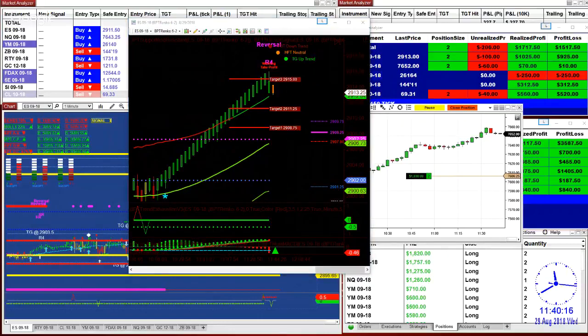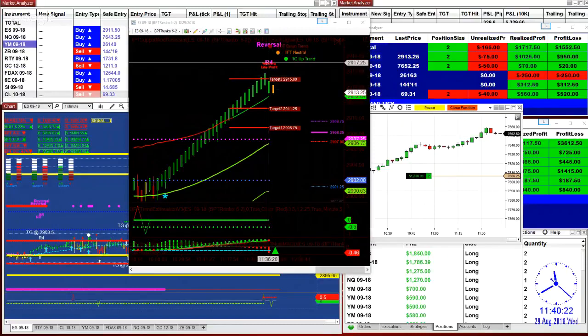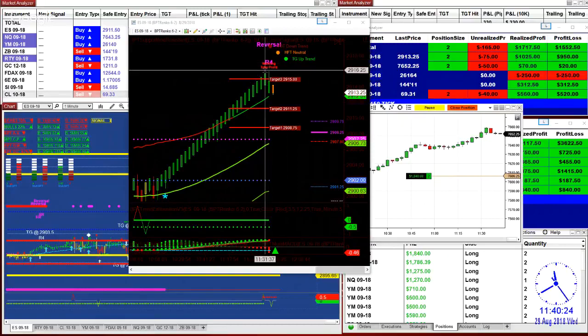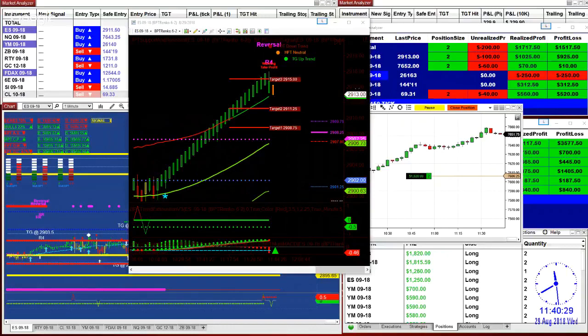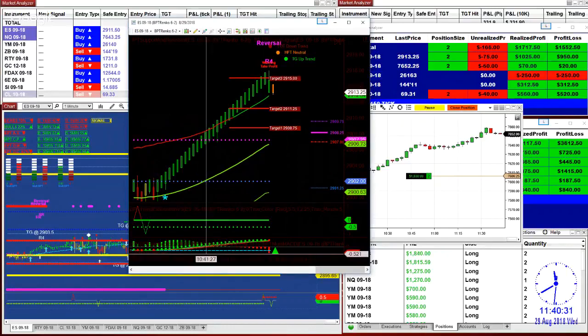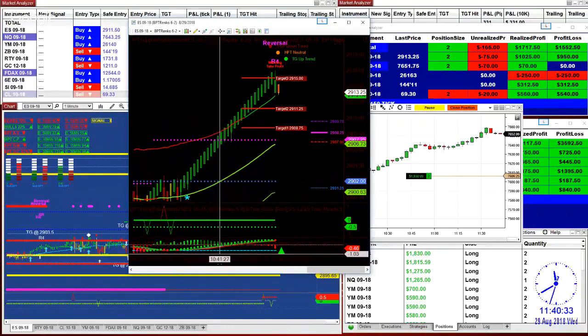Let me find an ES. It has nothing to do with your fib. It is a profit. That's it. Reversal, reversal, warning, profit. Your third target has hit at between 11. And do you think it's going to go above that after 12 o'clock?